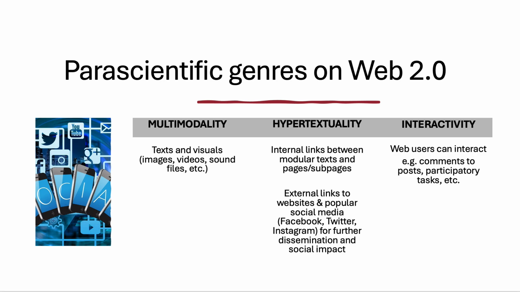In addition, Web 2.0 platforms for science communication online have interactivity tools with which scientists can interact with their followers, exchange views, get their feedback, and, in the case of participatory science, engage them in classification and discussion of scientific data. In sum, the parascientific genres we create should have multimodal elements such as visuals that reinforce the text, internal and external hyperlinks to other websites or social media, and interactivity features such as comments to posts.